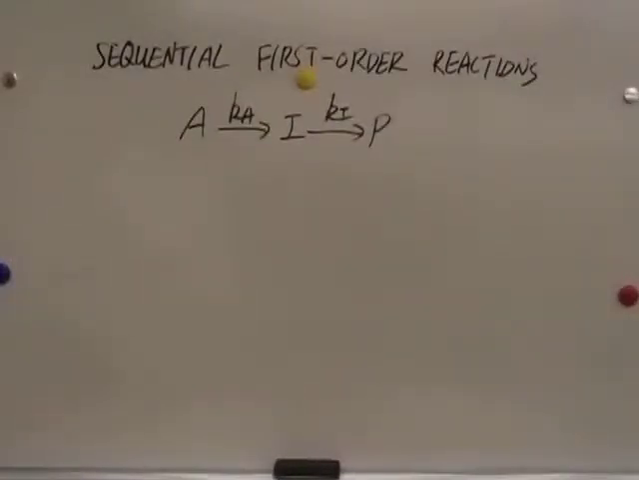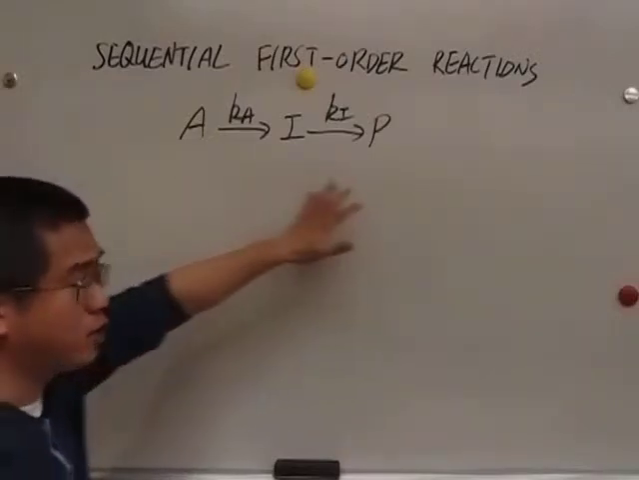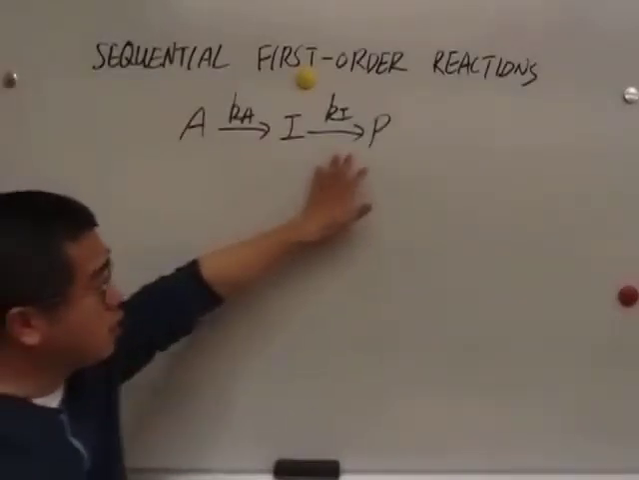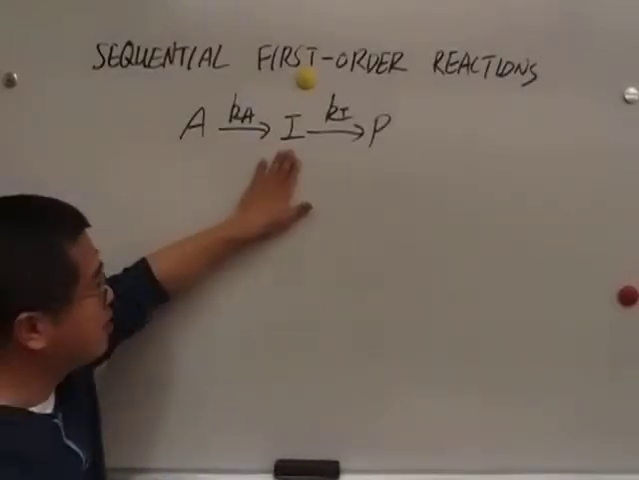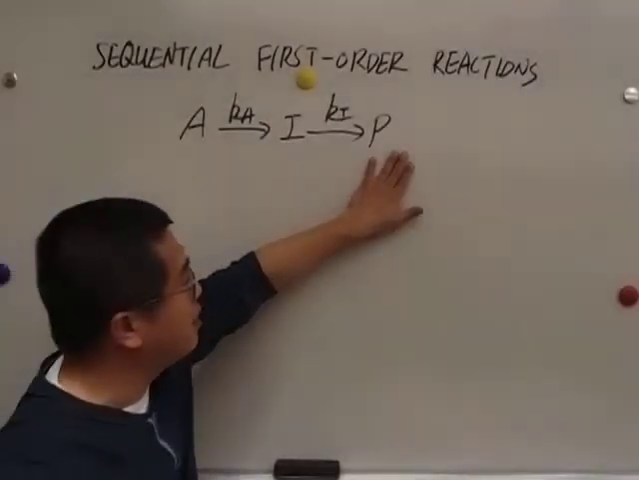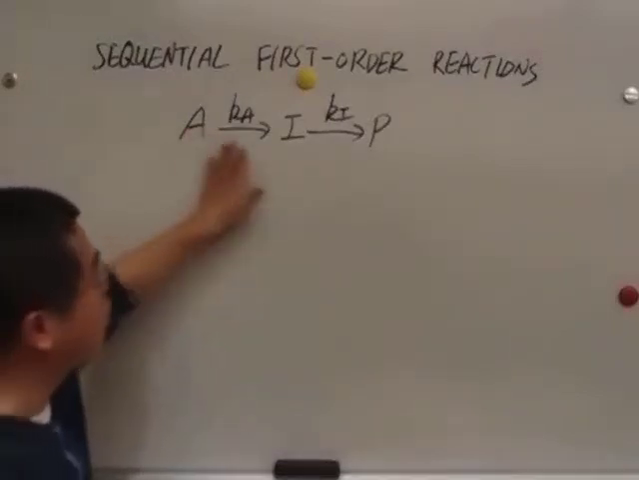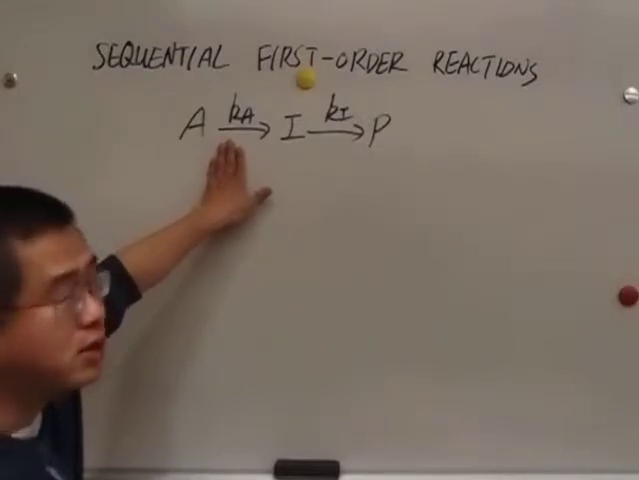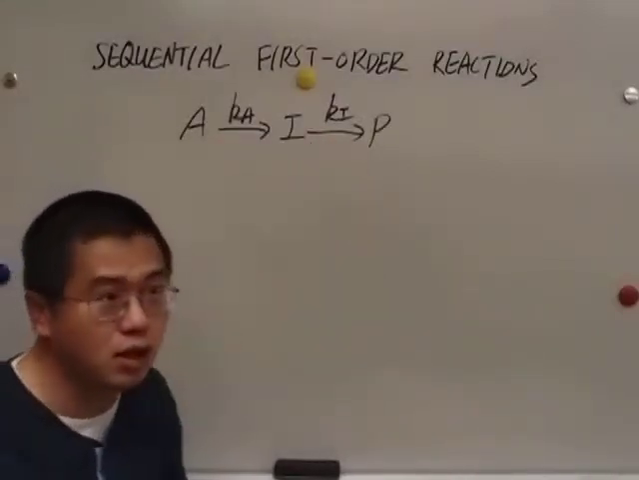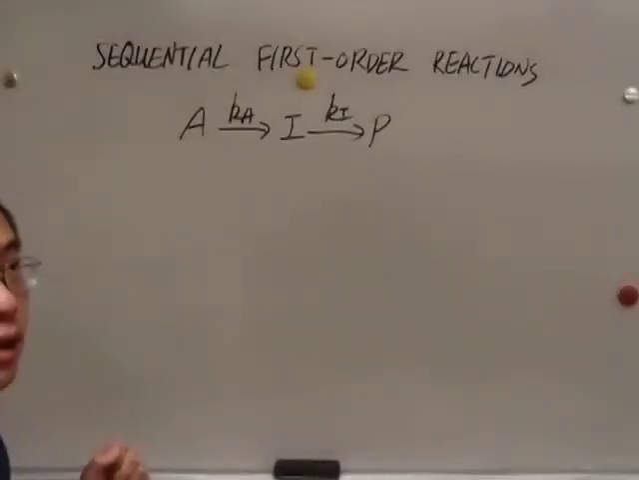I will derive the rate law for the sequential first order reactions. This is a two-step reaction. So from A to I, that's the first step. From I to P, that's the second step. We assume both are first order reactions with a rate constant. In the case of A, over here there's a rate constant Ka, and for I, Ki.